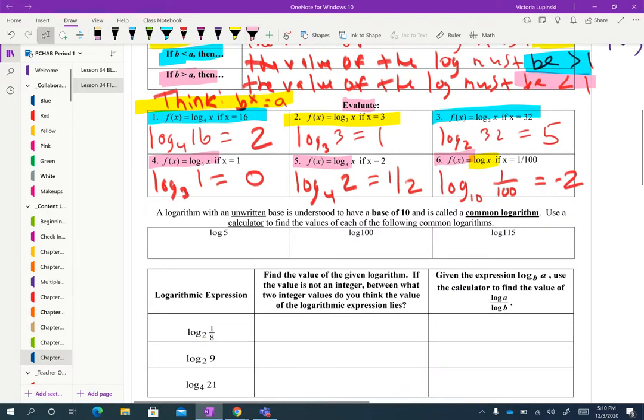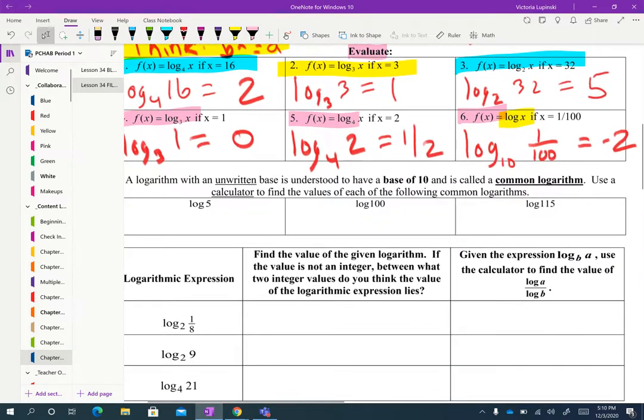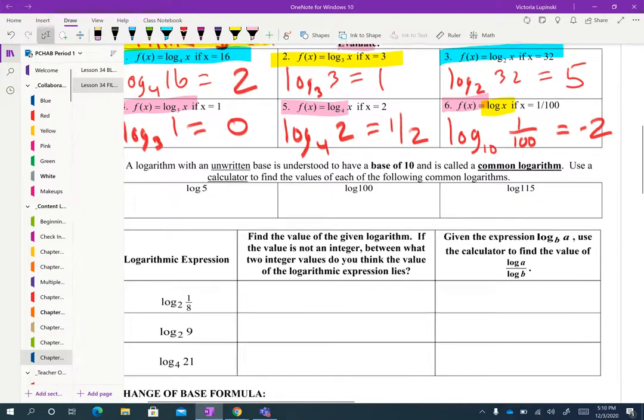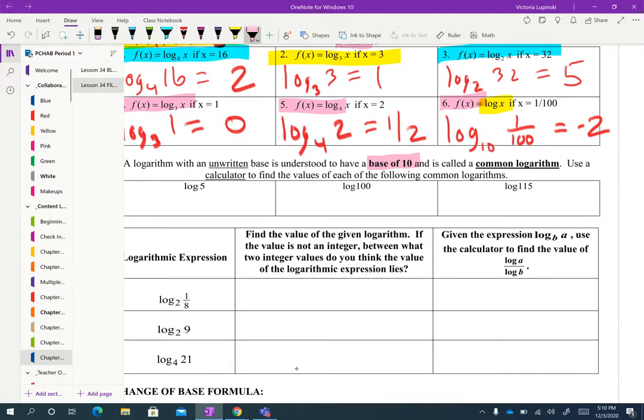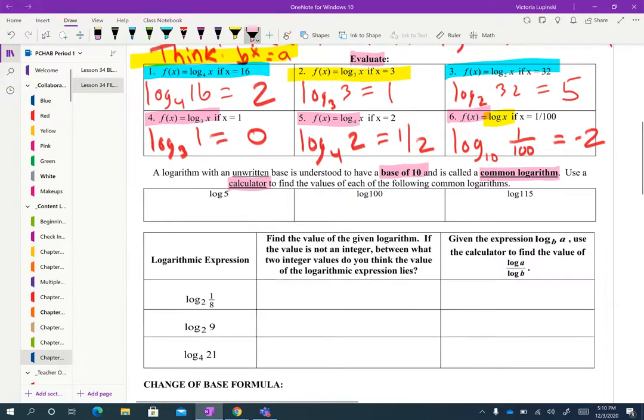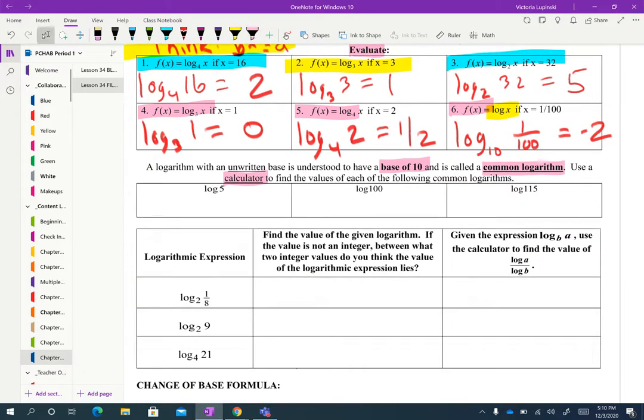So speaking of logarithms that don't have an explicit base, that is base 10, and that is what we call the common logarithm. Those can mostly only be evaluated using a calculator unless they happen to be a power of 10. So if you have your calculator handy, take it out. If you turn it on, you should see the log button on the left-hand side near the bottom.